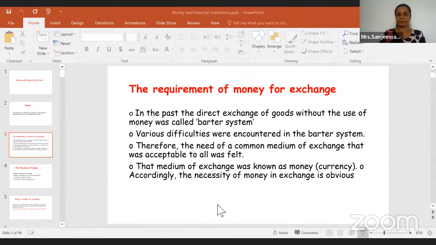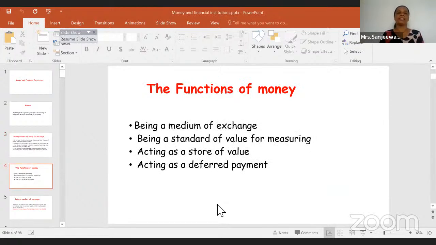Then, functions of money. Now we'll see the functions. Don't mix all these things, children. There are certain functions, and there are certain characteristics that we are talking about here. Don't mix these things. First of all, what are the functions of money? Functions: being a medium of exchange, being a standard of value for measurement, acting as a store of value, and acting as a deferred payment. These are the functions of money. I'll be discussing each of them now, and later on we'll discuss the characteristics. Don't mix the functions with the characteristics. You need to study the functions separately.